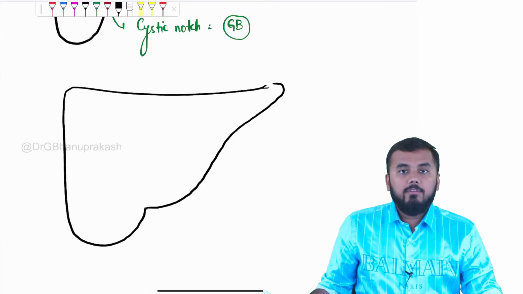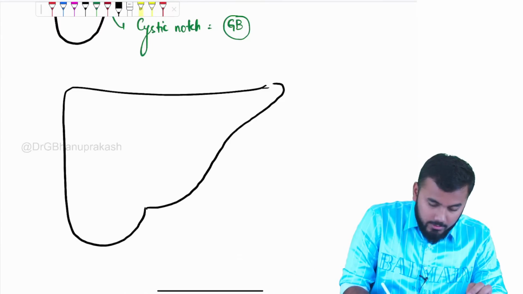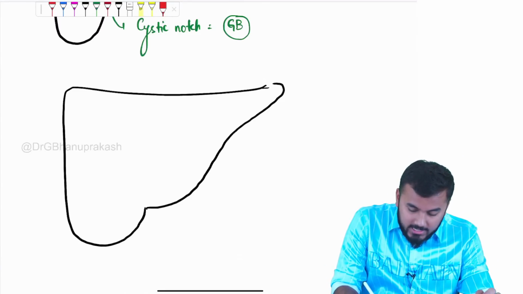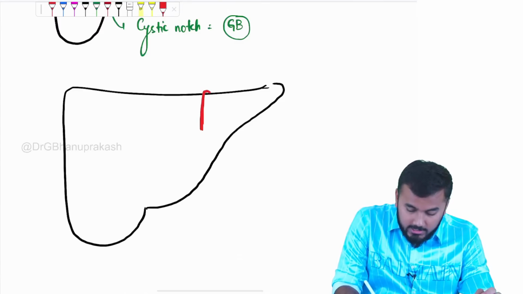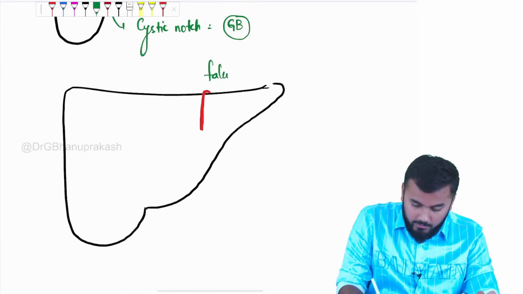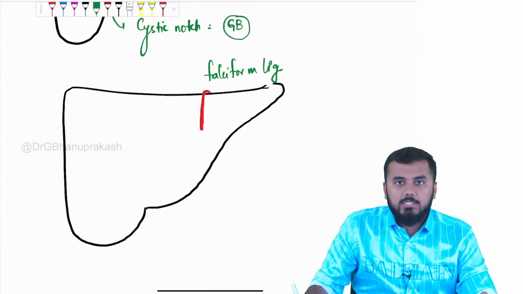Second important thing is that if I draw the liver like this with two notches, this is the liver. All of you know that we have got a ligament that is coming from above downwards, like this. This ligament is called the falciform ligament.